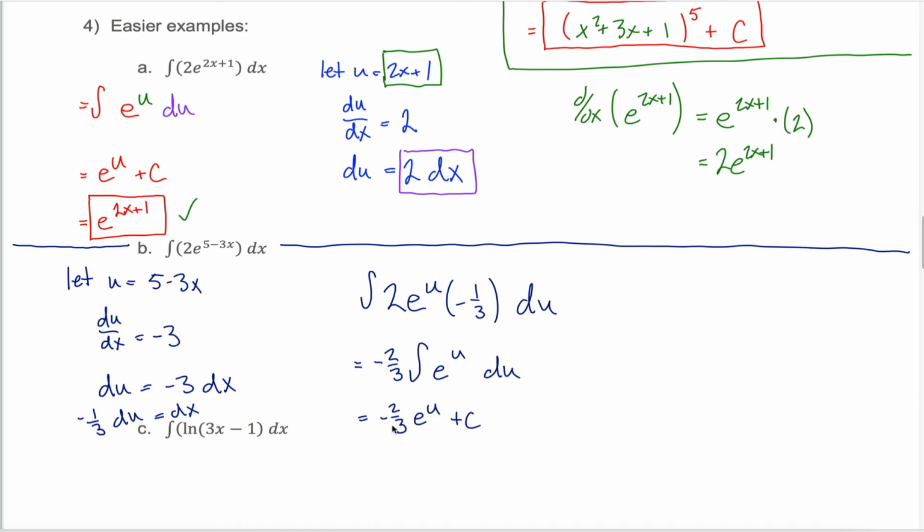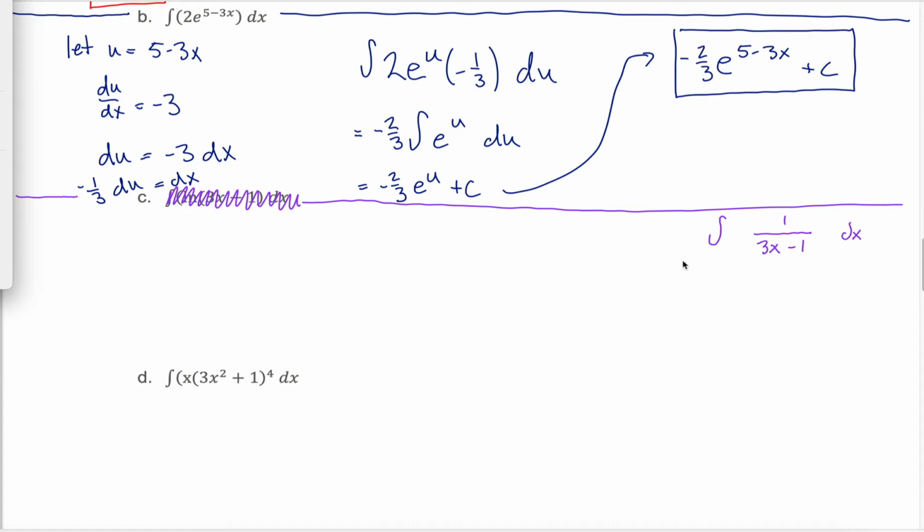So my antiderivative is just negative 2/3 e to the u plus c. You shouldn't leave your answer this way because u was something that we chose to introduce in this problem. It's 5 minus 3x. The original question only had x's, not u's, so we should substitute back, and for our final answer, we'd get negative 2/3 e to the 5 minus 3x power plus c.